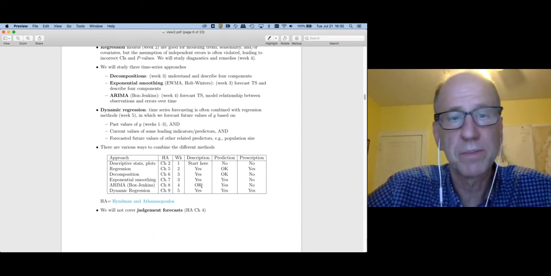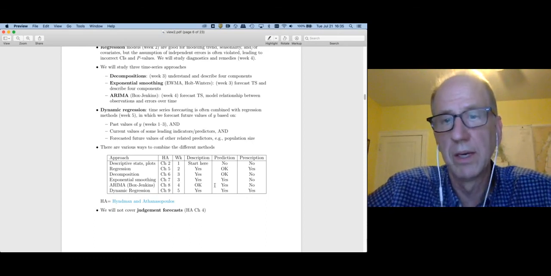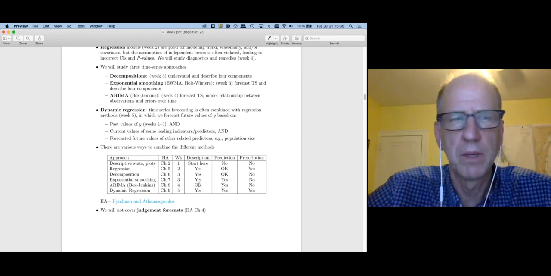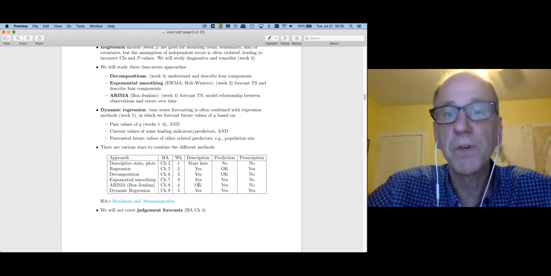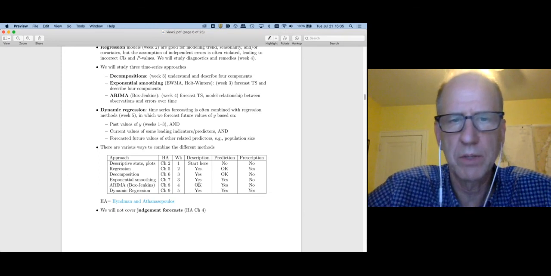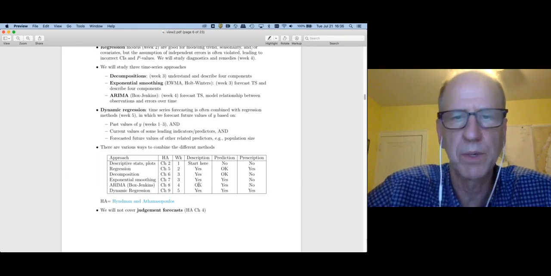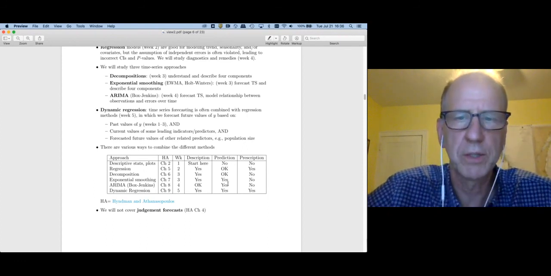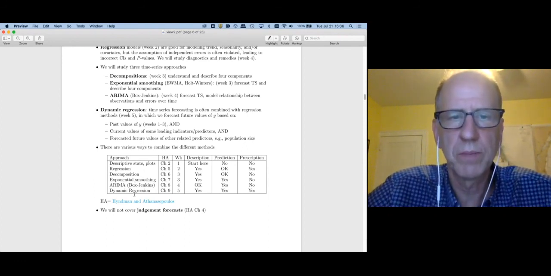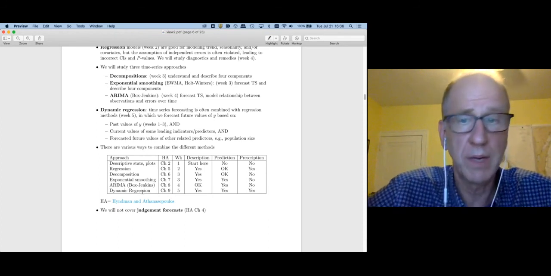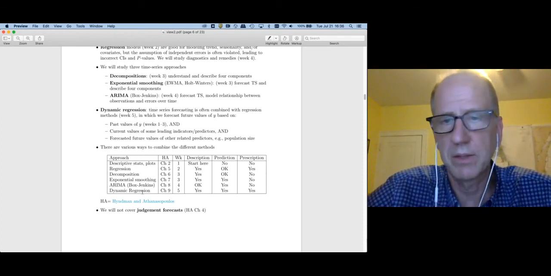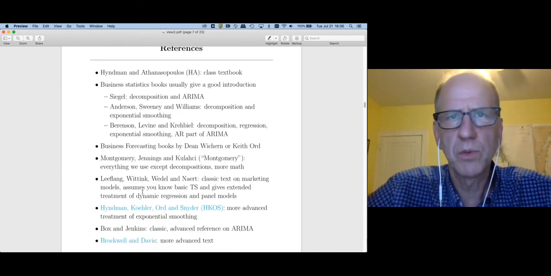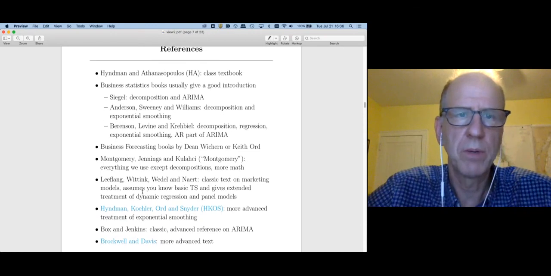ARIMA models, kind of similar to exponential smoothing, I say they're just okay for description. I find the parameters a bit more difficult to interpret than with the exponential smoothing methods, that's my opinion, but they're among the best for prediction. Combining regression with ARIMA gets us to these dynamic regression models, and those are going to be pretty good for all of them. All right, I'll just close with references that you might want to know about.